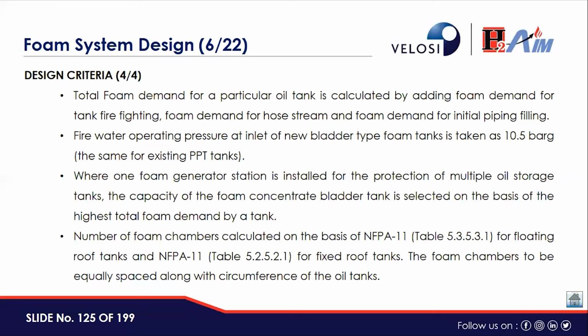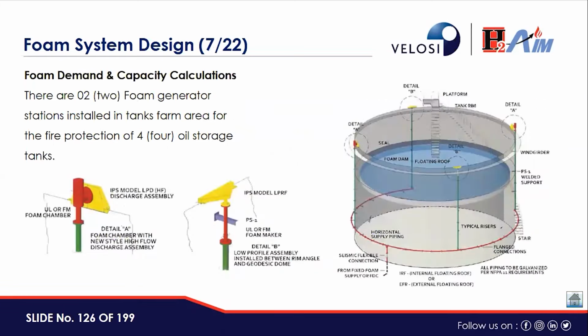Number of foam chambers is calculated on the basis of NFPA 11 for floating roof tanks and NFPA 11 table 5.2.5.2.1 for fixed roof tanks. The foam chambers are to be equally spaced along the circumference of the oil tanks. Foam demand and capacity calculations. How we calculated the demand of the foam and the capacity.